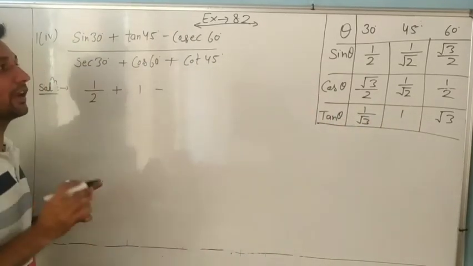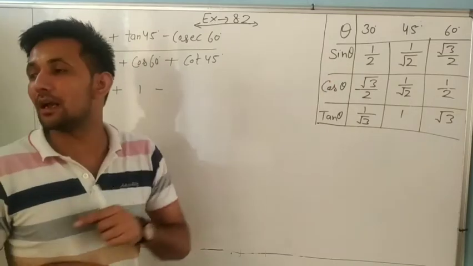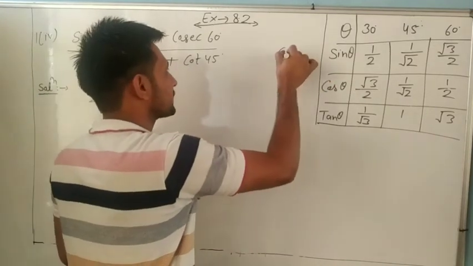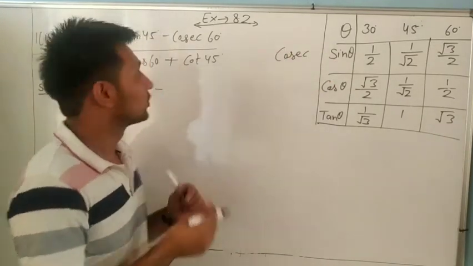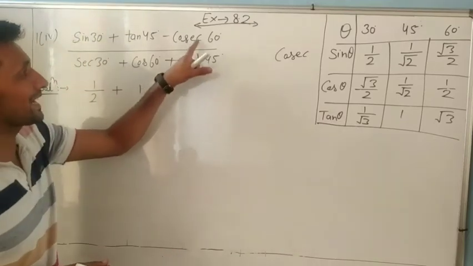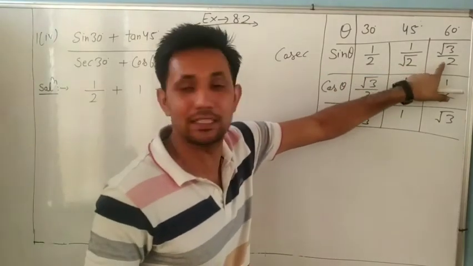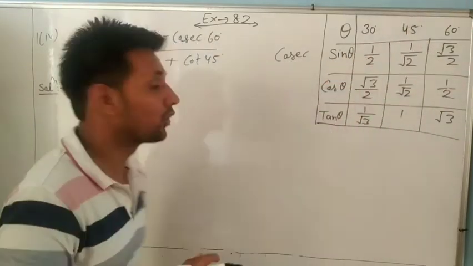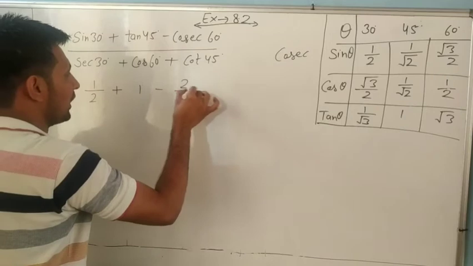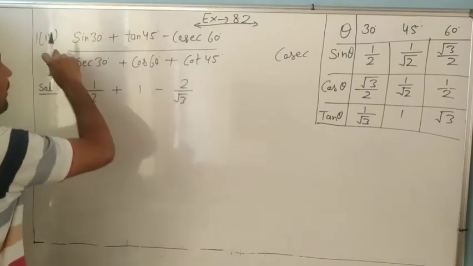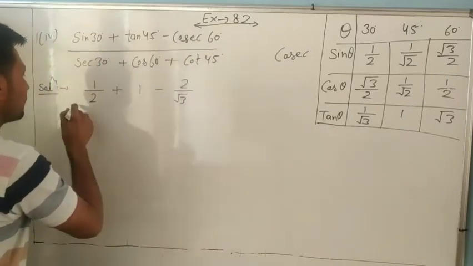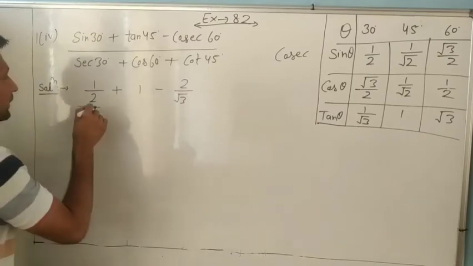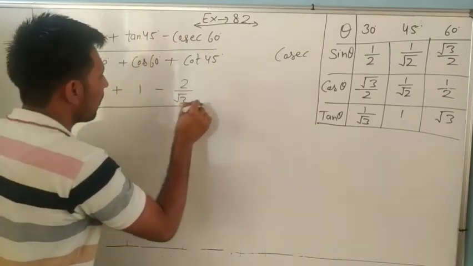Now you should know sine is the opposite of cosec. So now cosec 60 means sine 60 and cosec is its reciprocal. So 2 upon root 3. Very simple. Now the big sign. Don't write it like this; we will use the whole big sign.